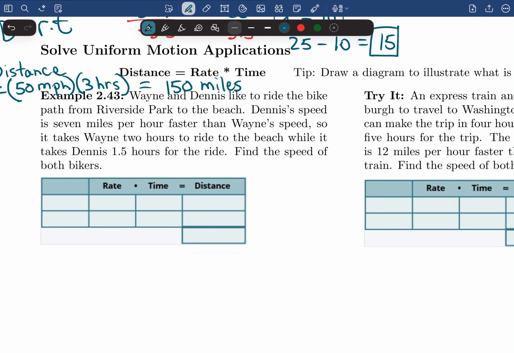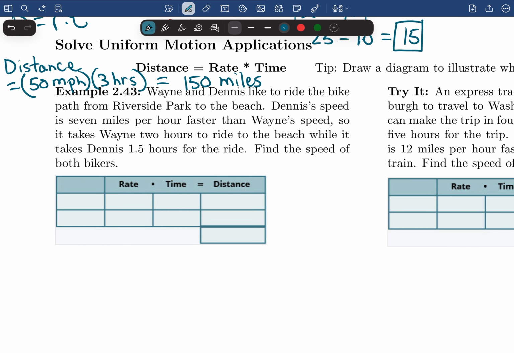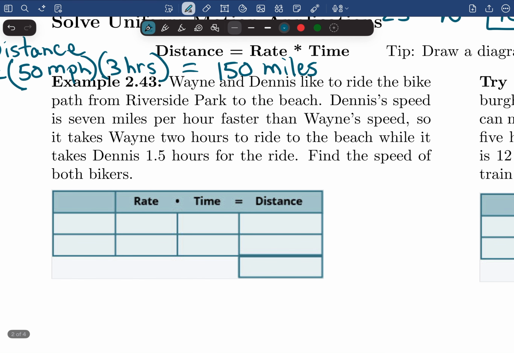So I've once again included a table, and you'll see how this table is slightly different where I have a rate column, a time column, and a distance column, and rate times time equals distance. Now let's write down who we're talking about for each row. First of all, we're dealing with Wayne and Dennis.